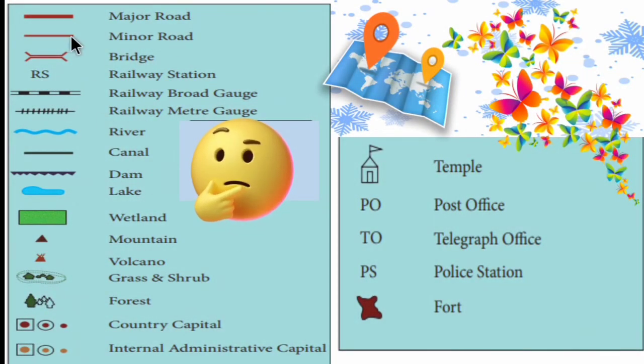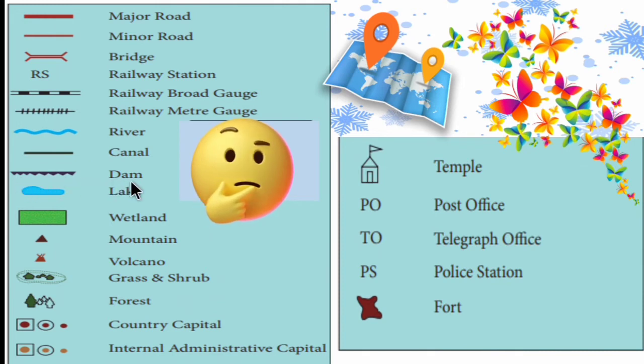Some signs are, so take a glance at this. This is a major road. This is a minor road sign. Bridge. RS, railway station. So this sign represents railway broad gauge, railway meter gauge. So this is river. So this is canal.